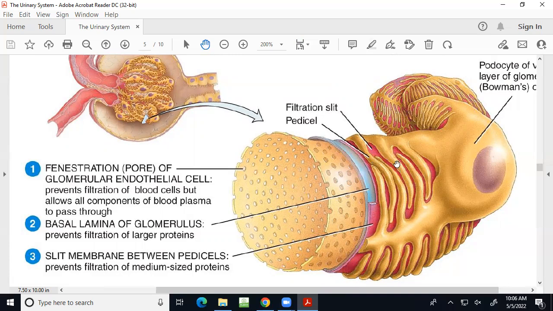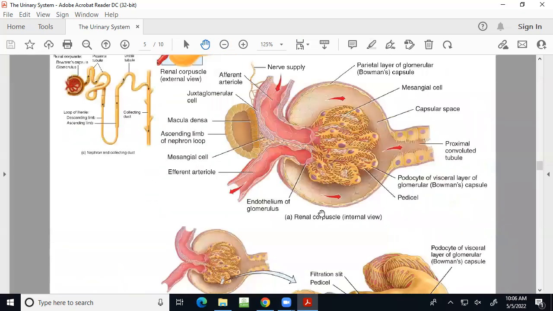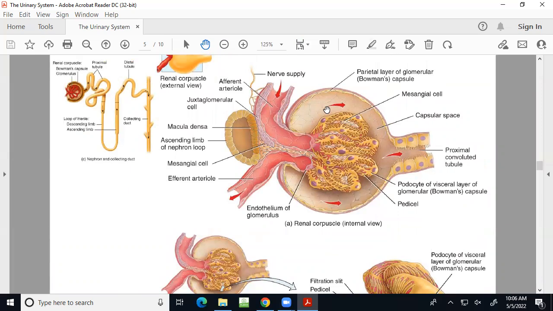So not only do those finger-like extensions from the podocytes prevent the big stuff from going through, these holes are not going to allow those big things to travel through either. You're also going to find some membranes, especially this filtration slit. The slit membrane, as it's called, is going to prevent medium-sized proteins from traveling through. So basically, we're able to allow a lot of stuff that's really small to exit, which then allows it to enter into this capsular space.